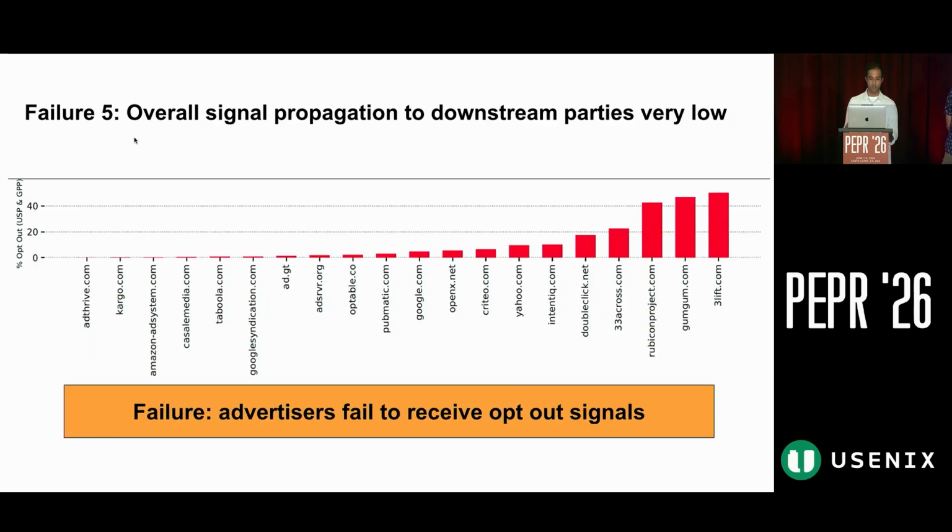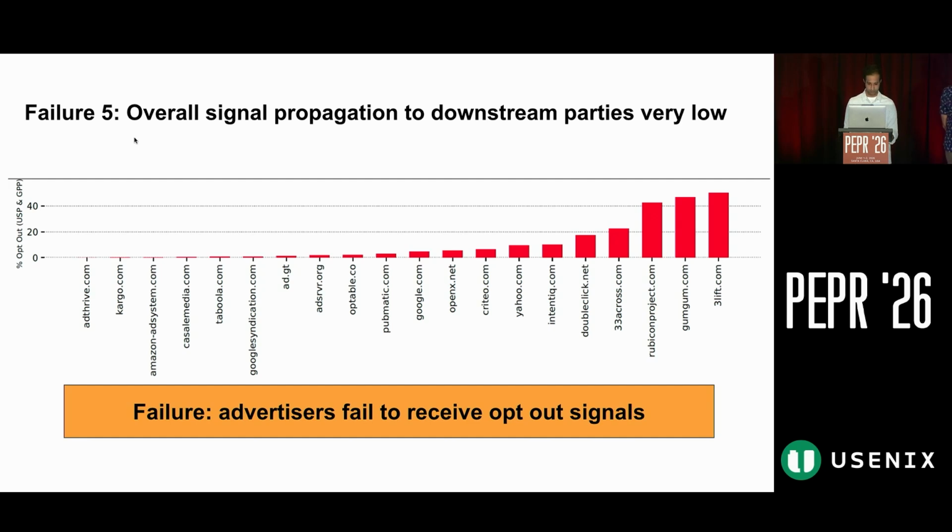And we tried to see the top 20 advertisers. So the x-axis is the top 20 advertisers, and the y-axis is the percentage of the requests that contain opt-out signals to these advertisers. So in the case of our GPC experiment, we found that very low propagation of these opt-out signals was happening according to the technical definition of the specification, and advertisers were failing to receive the user's opt-out choices on the web.